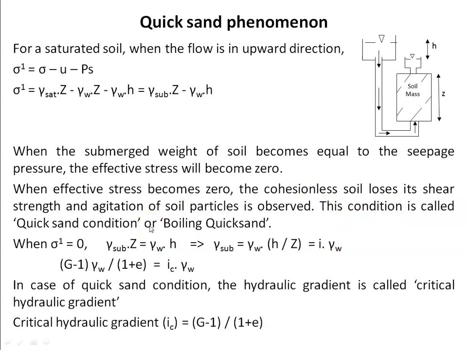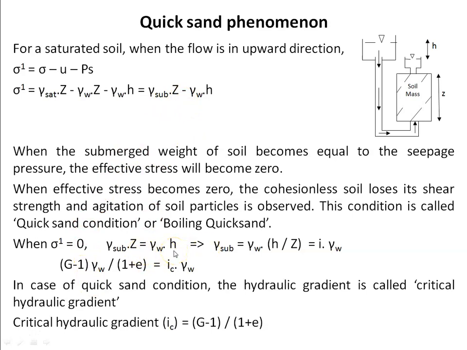So the particles in the soil will start moving upwards. This condition is called quicksand condition or boiling quicksand. So if you take effective stress as 0, then the submerged weight of soil will become equal to the seepage pressure.